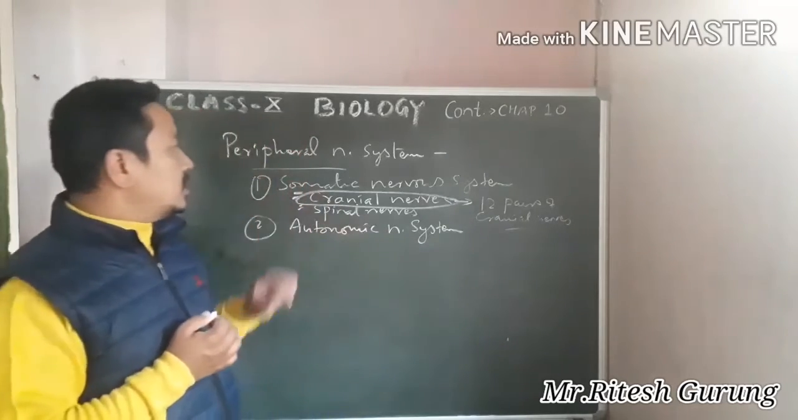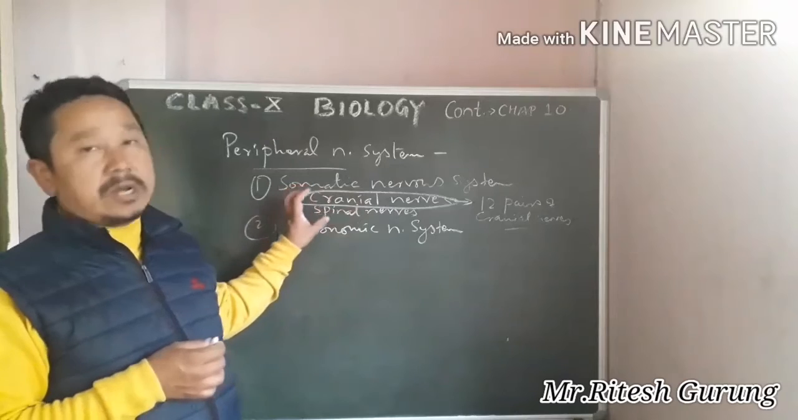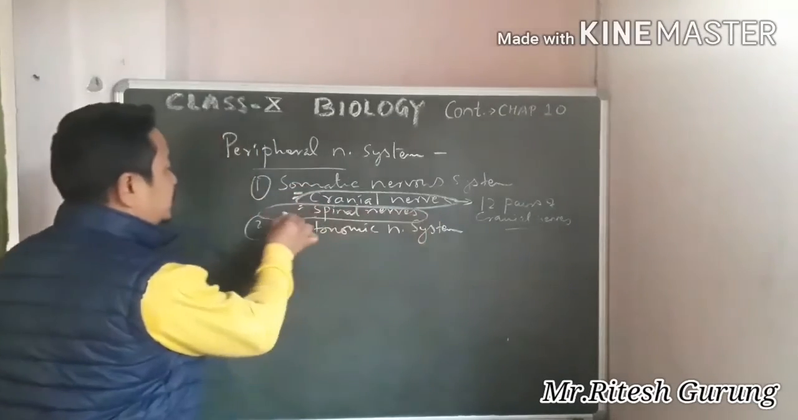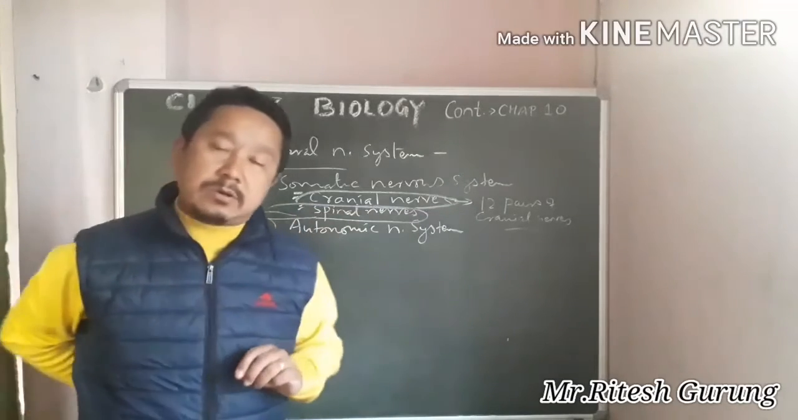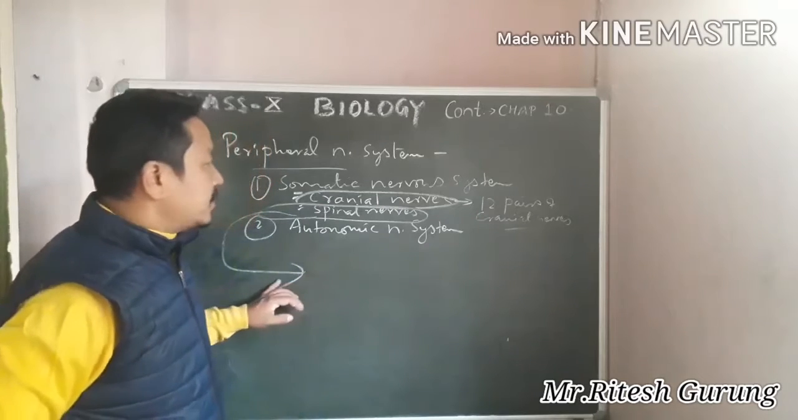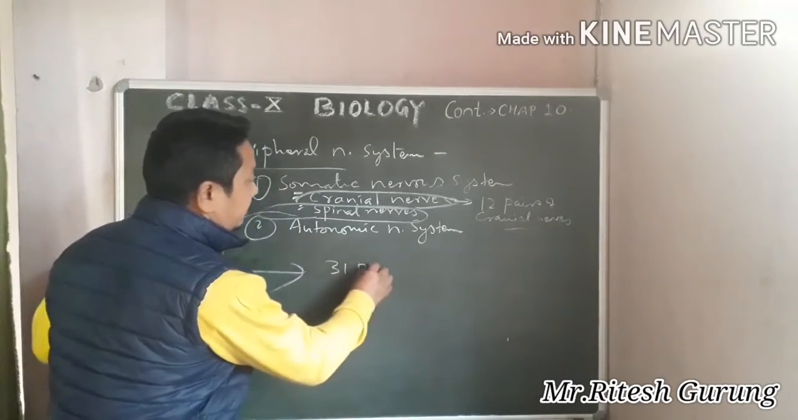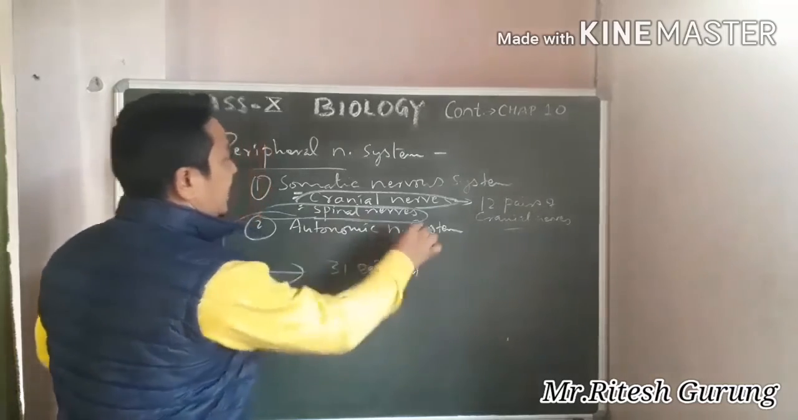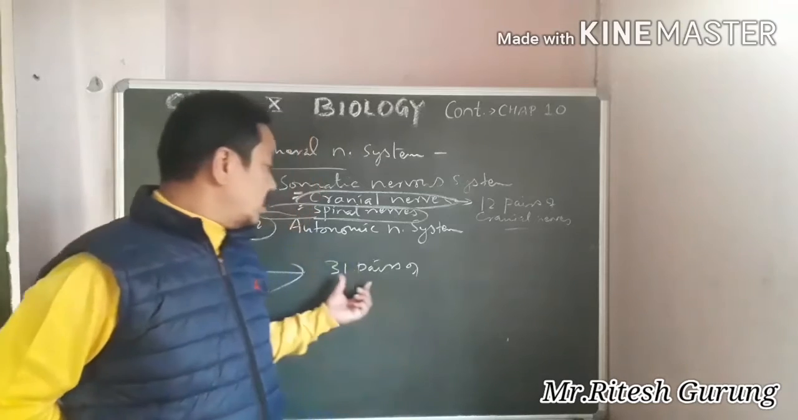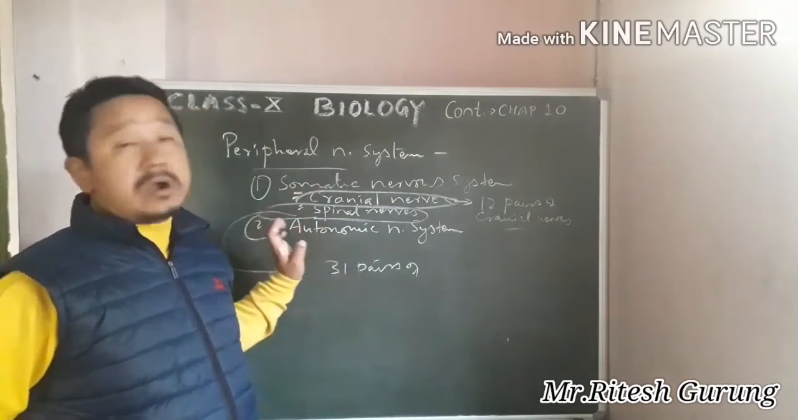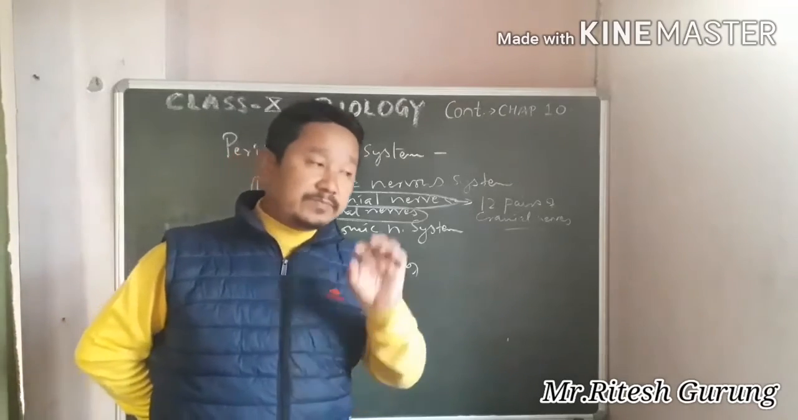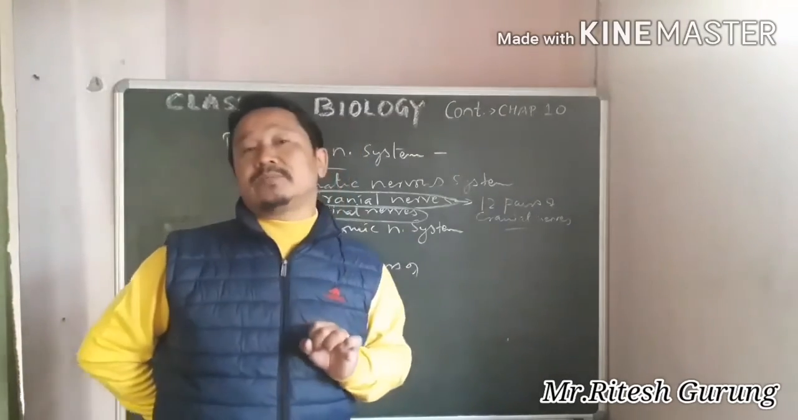Okay, so these are your cranial nerves. Then similarly, the other group of nerves are those coming from the spinal cord. There are a total of 31 pairs of spinal nerves originating from the spinal cord. These 31 pairs of spinal nerves originate from each vertebra of the spinal cord.